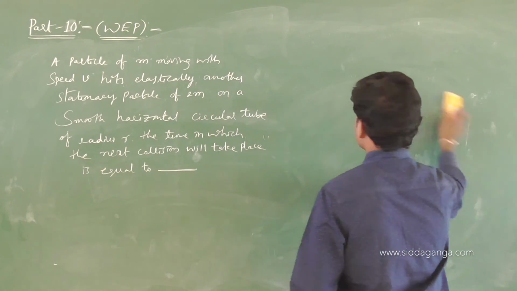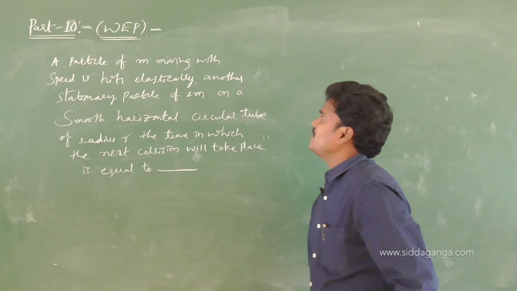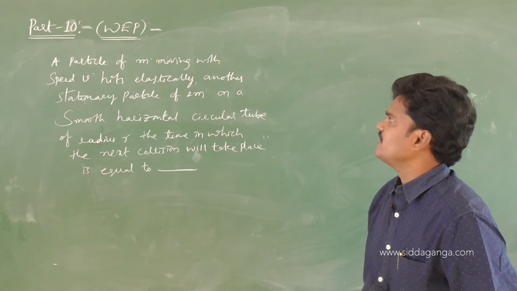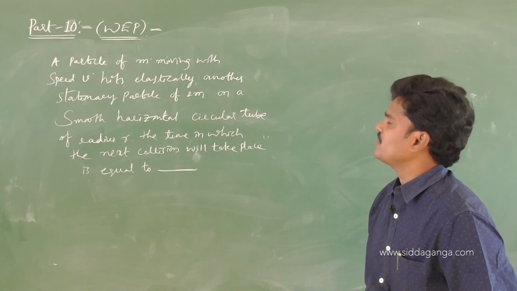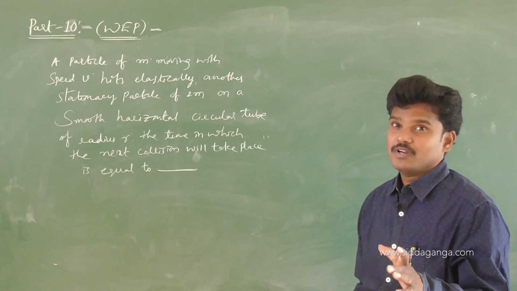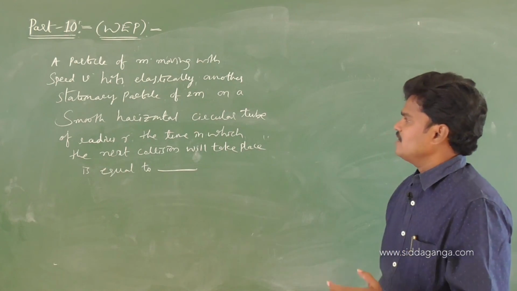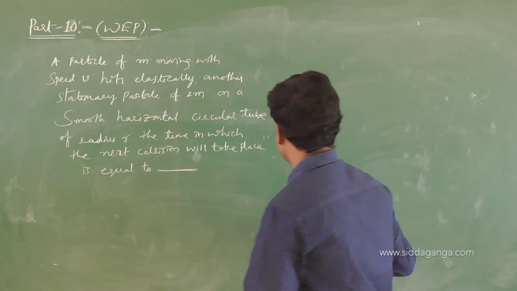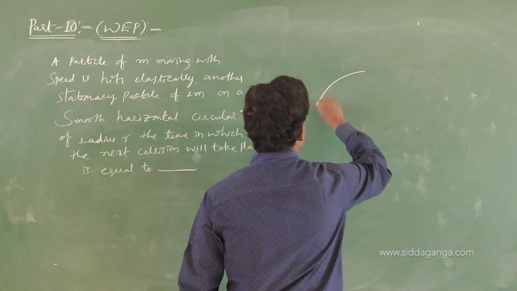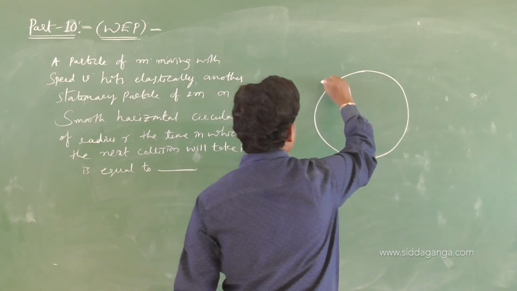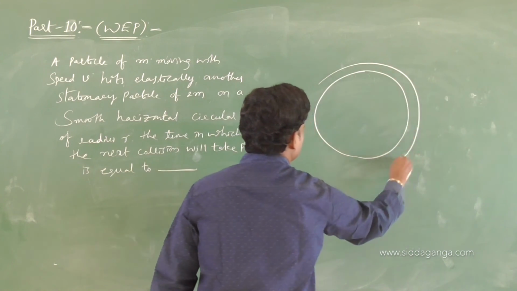Read the question twice. A particle of mass m moving with speed v hits elastically another stationary particle of mass 2m on a smooth horizontal circular tube of radius r. Then the time in which the next collision will take place. See, there is a horizontal circular tube. On board the diagram is like this only.